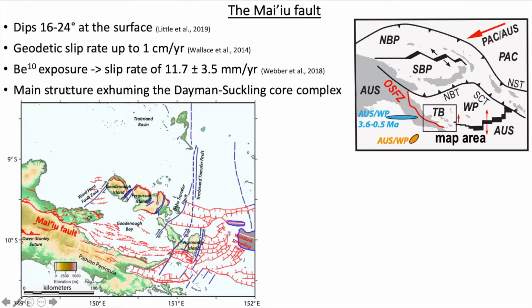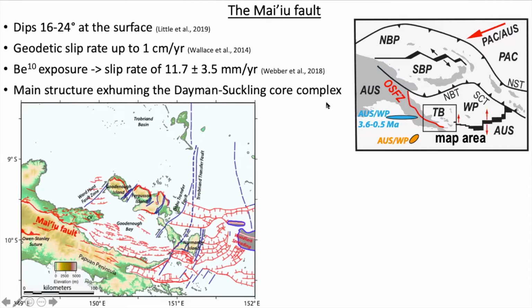We have geodetic slip rates estimated up to 1 centimeter per year by Lara Wallace et al. in 2014. Beryllium-10 exposure dating of quartz veins in the lowermost part of the fault scarp that's exhuming the Damon Dome infers a slip rate of 11.7 millimeters per year from Weber et al. 2018.